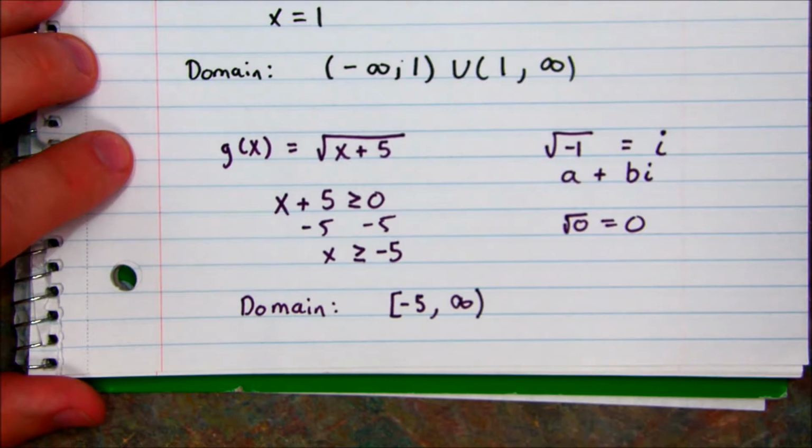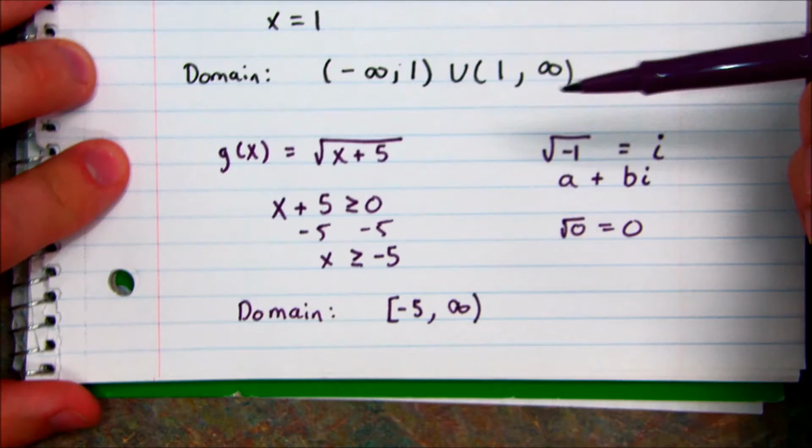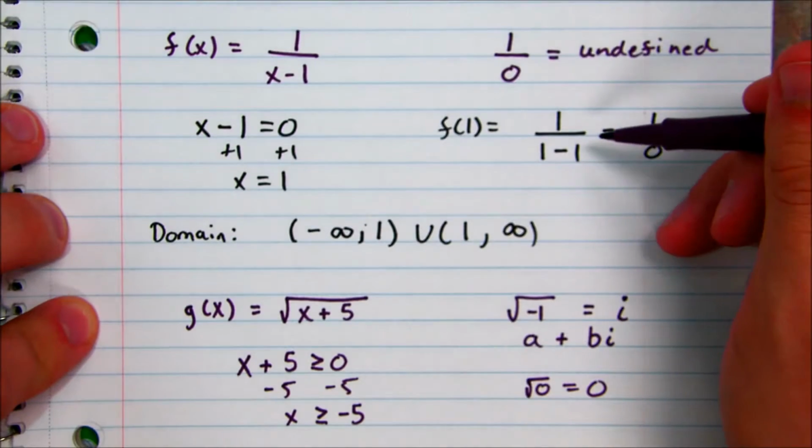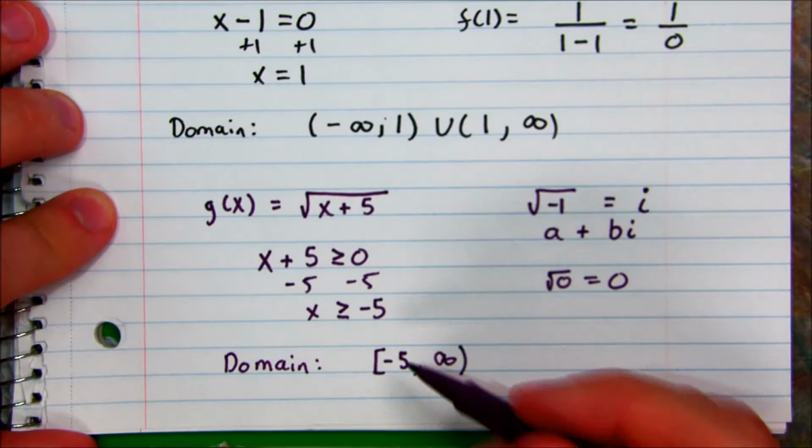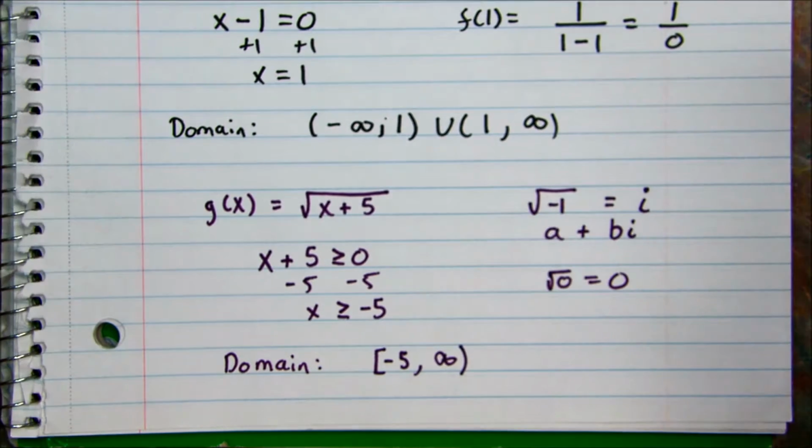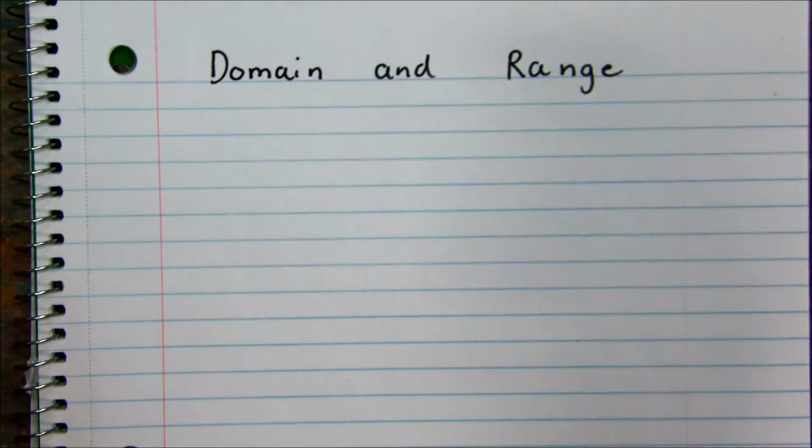So when we're calculating domain, there are two things we do. We try and avoid having a 0 in the denominator. We also try and avoid having a negative under the radical. So that's about everything we need to talk about with domain. Now let's get to range.